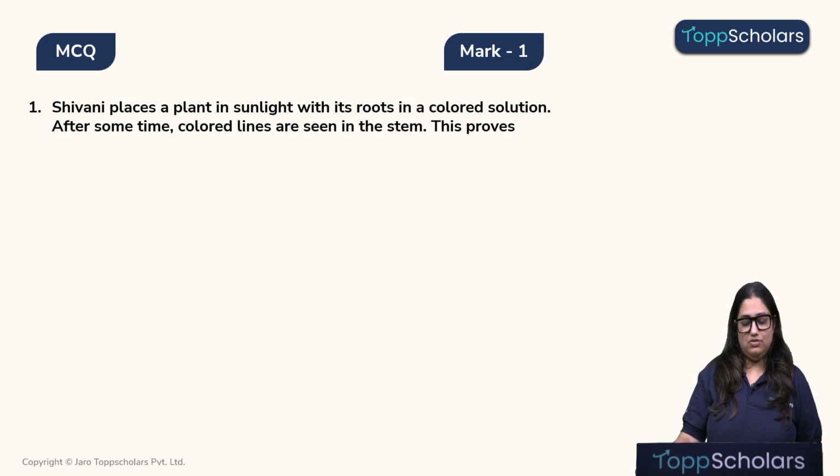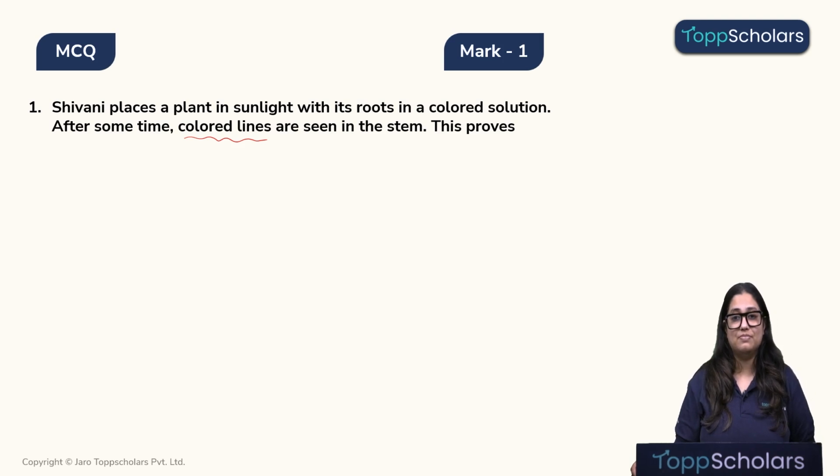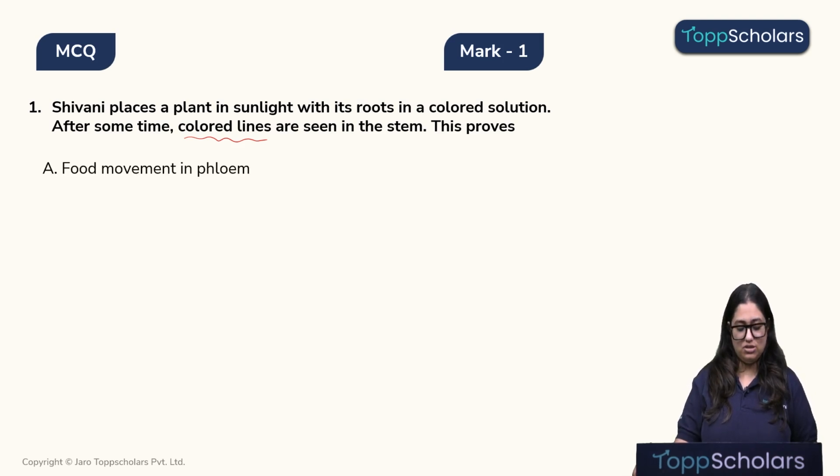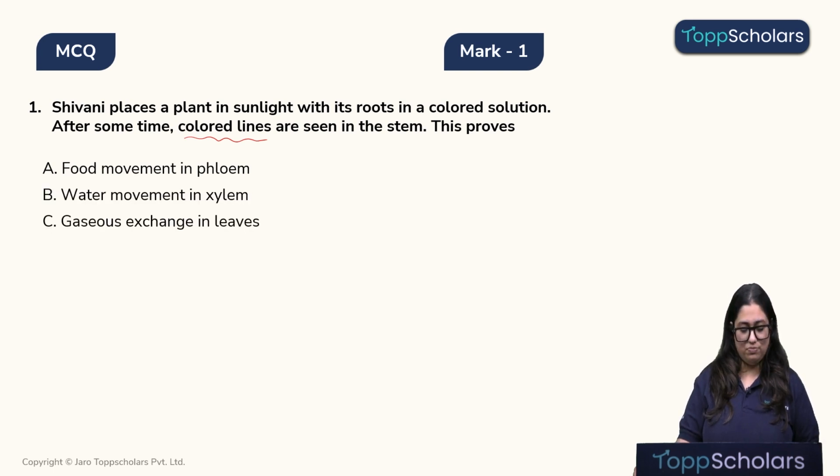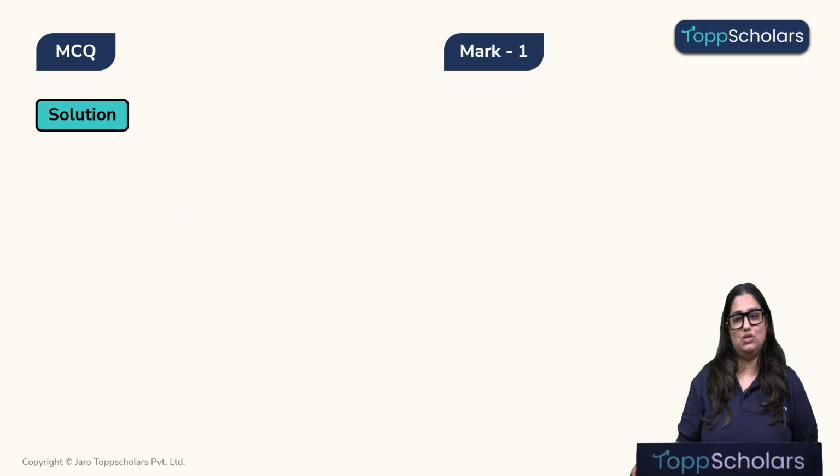Let's look at the MCQ first. Shivani places a plant in a sunlight with its root in a colored solution. After some time, the colored lines are seen in the stem. This proves option A, food movement in phloem, option B, water movement in xylem, option C, gaseous exchange in leaves, option D, transpiration rate. So let's solve this question.